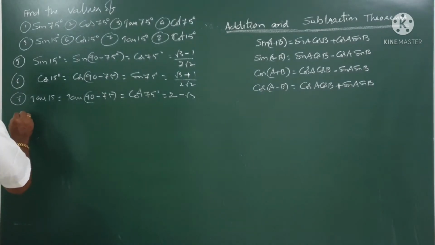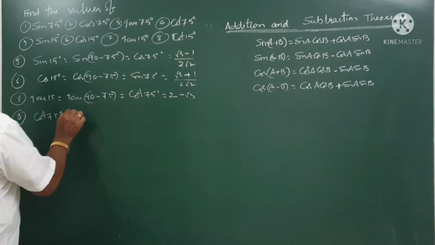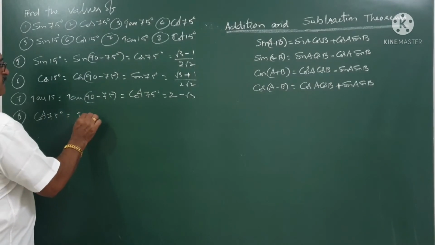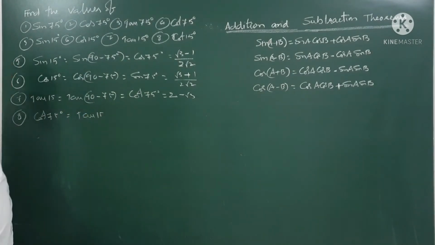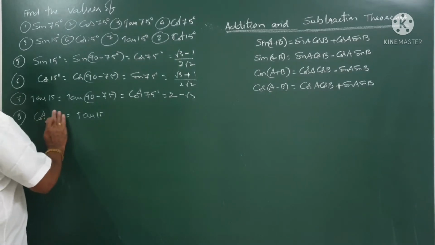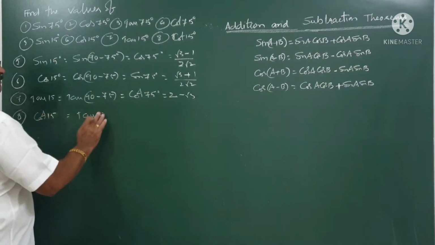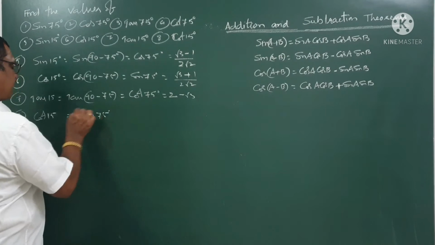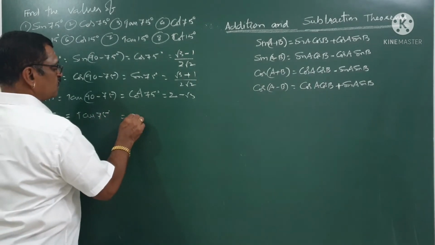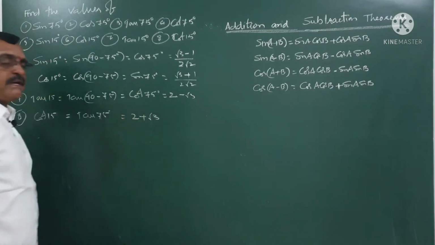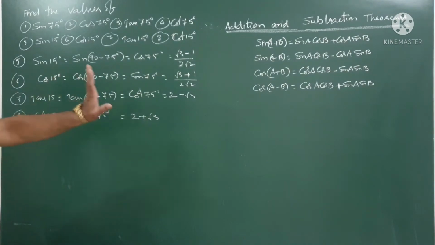And next, the eighth one. Cot 75, you can guess it as tan 15. Right? Cot, sorry, we want the reverse. Cot 15 is equal to tan 75. Just now we proved it as 2 plus root 3. So we did all these ones.